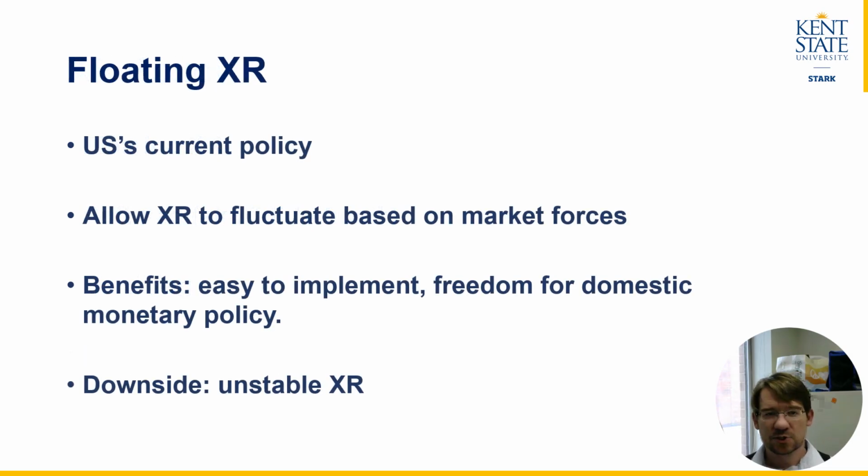So let's look at the floating exchange rate first. A simple example of that is the US. We have a floating exchange rate. That is to say that we don't really intervene in any significant way to try to regulate the value of the dollar versus other currencies. We're just allowing the exchange rate to fluctuate based on whatever market forces do. Now there are some significant benefits to this. One being that it's very easy to implement. You don't actually have to do anything. Just let people buy and sell your currency.